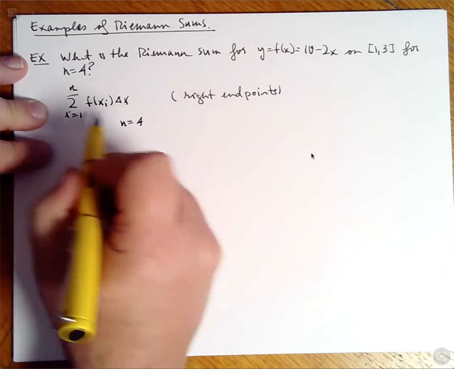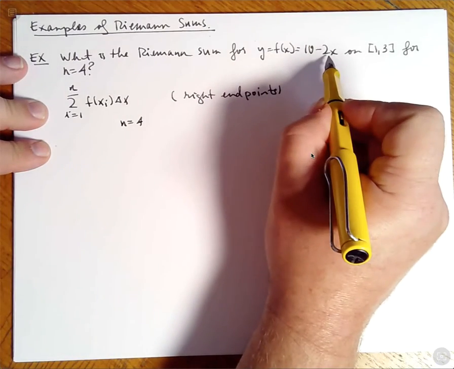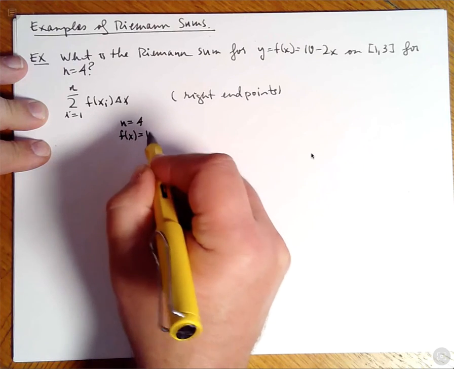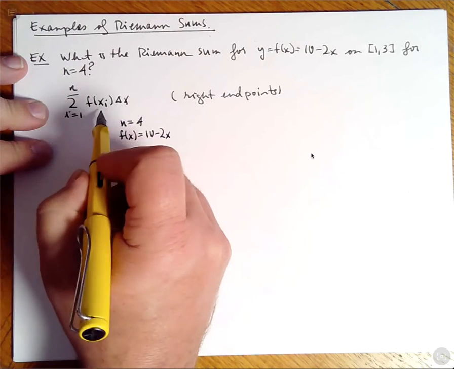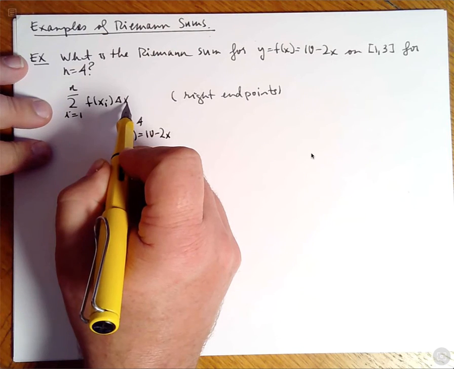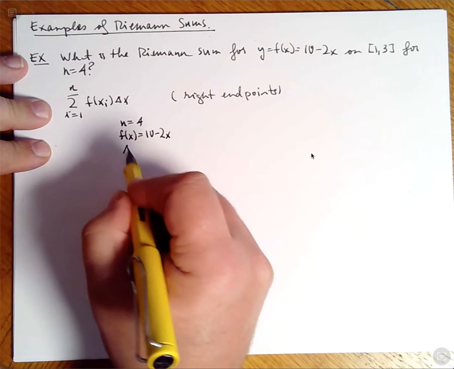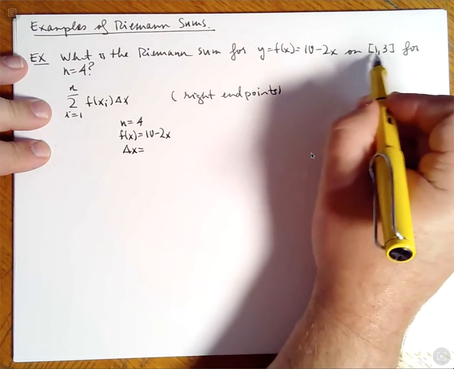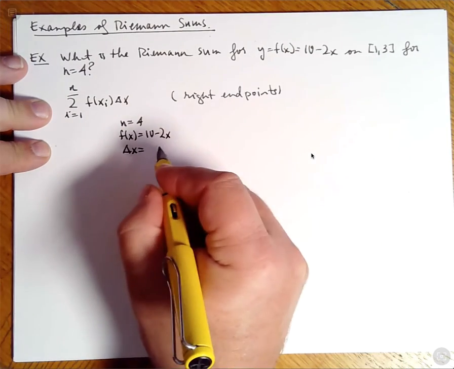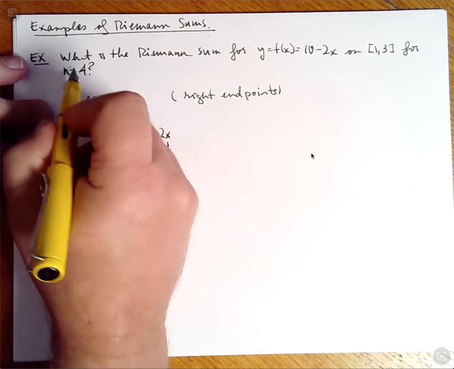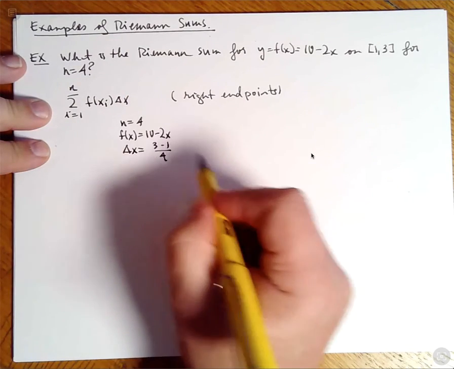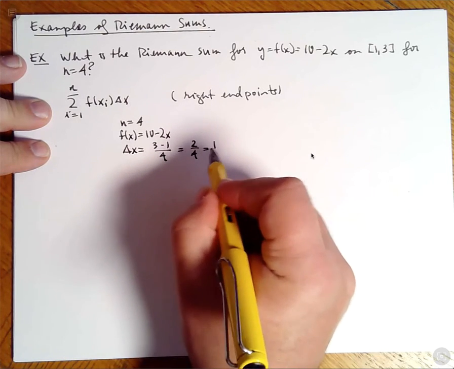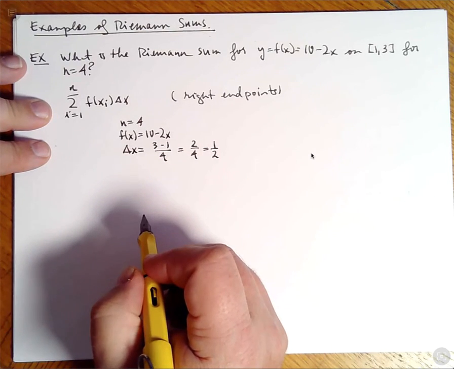Other things that we need to know: what is f? Well, we're given that here, so let's write that down. And then xi and delta x. Now let's do delta x first. Delta x is the length of our interval, which is 3 minus 1, divided by the number of subintervals we have. So that's 3 minus 1 over 4. 3 minus 1 is 2, and so our delta x is going to be 1/2.